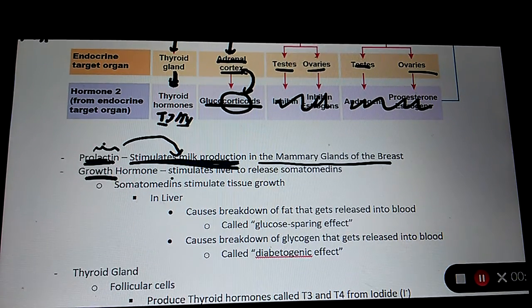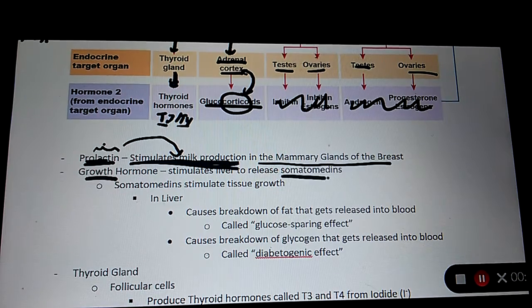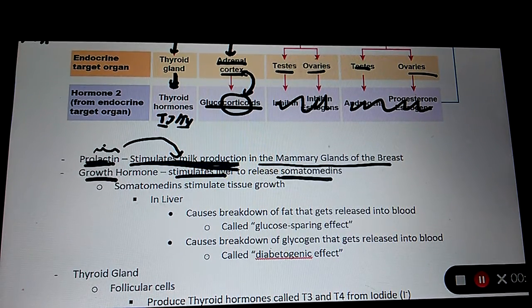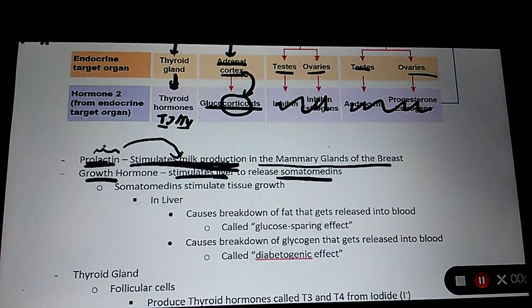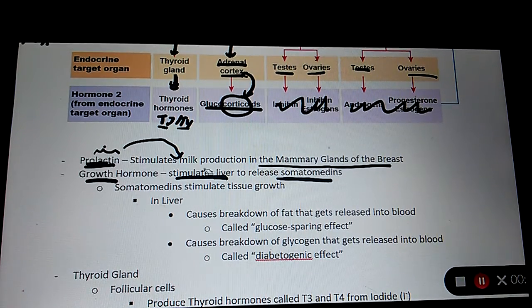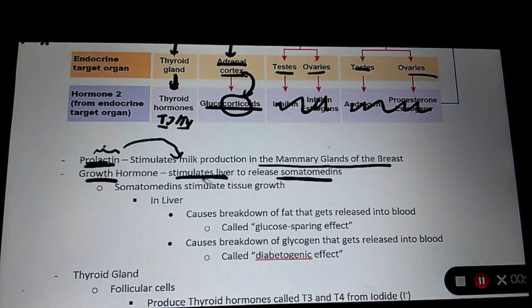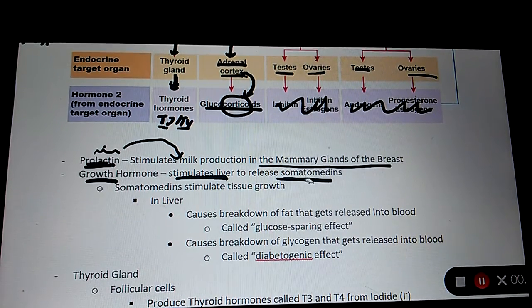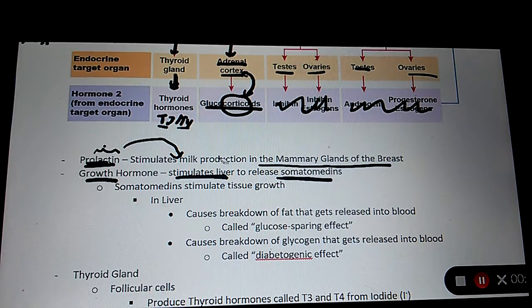Growth hormone stimulates release of what? Somatomedins. What does growth hormone stimulate? The liver to produce what? Somatomedins. What produces somatomedins? Liver. Growth hormone stimulates what organ? Liver. What does liver produce? Somatomedins. What do somatomedins do?